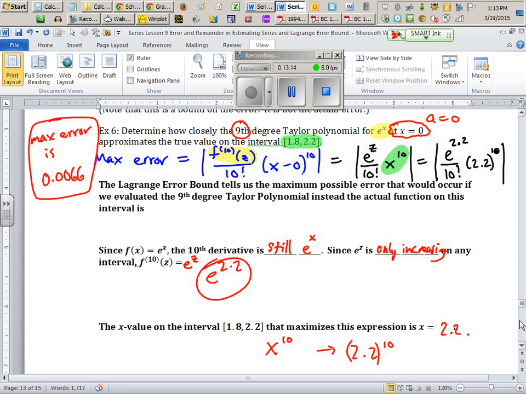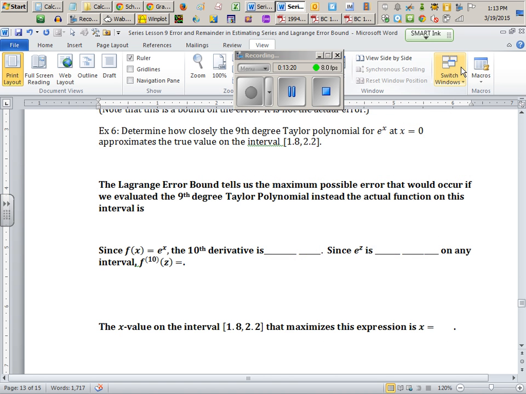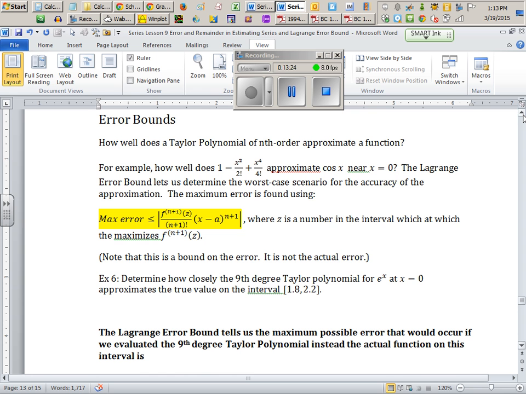Was there more blanks? I think that's it. Okay, answers at the top there. Thank you. Before you move on, I did notice this very, very tiny error in my typing right here. This should be an equal sign, not a less than sign. So max error is less than or equal to that, and then this should say max error is that, not max error is less than or equal to that.